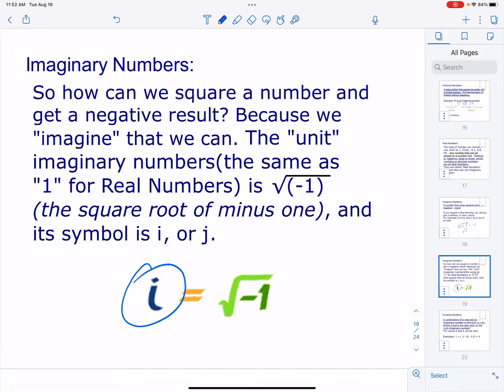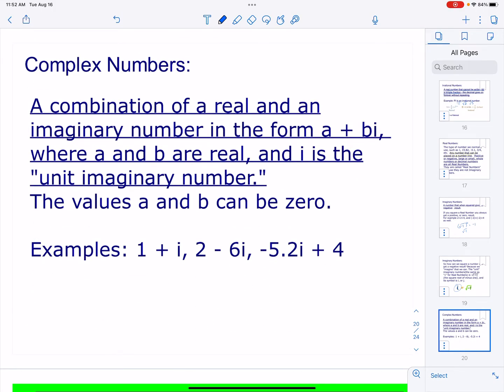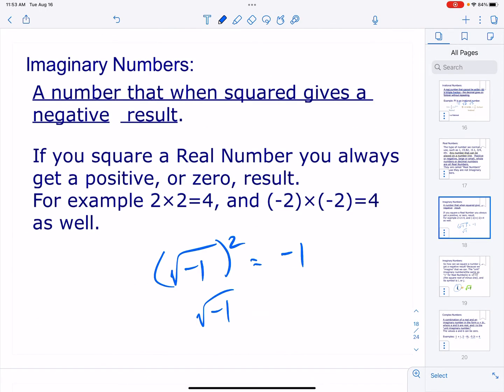And then lastly, we have what we call complex numbers. Complex numbers are any combination of a real number and an imaginary number. So we get like 1 plus i, or 2 minus 6i, or negative 5.2i plus 4. Any real number plus an imaginary number makes a complex number. Now these last two, I just wanted you to be familiar with them. You don't have to know them, but when you get into Algebra 2 and they start talking about these, I want you to remember, oh yeah, we did talk about that in Mr.